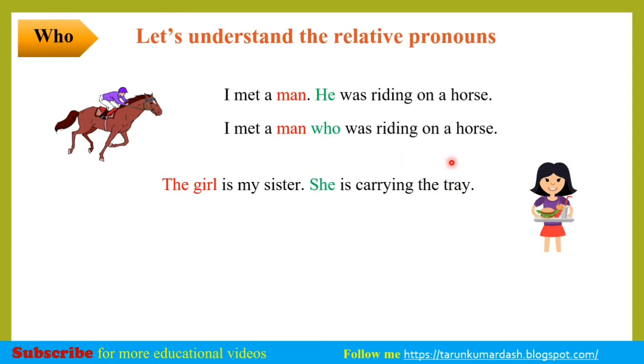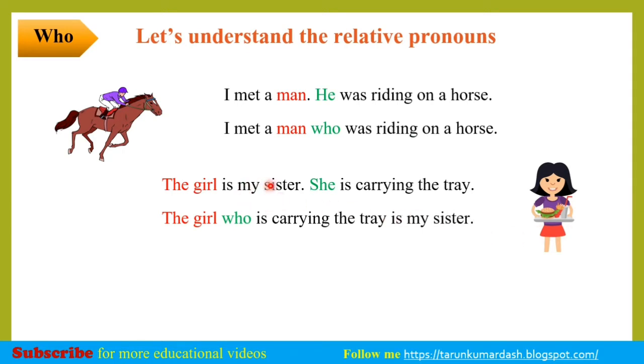Now make a question with this sentence. She is carrying the tray. And the question generally becomes, who is carrying the tray? So we can use here who as the relative pronoun to describe or to give information about the subject, the girl. And the sentence is, the girl who is carrying the tray is my sister.